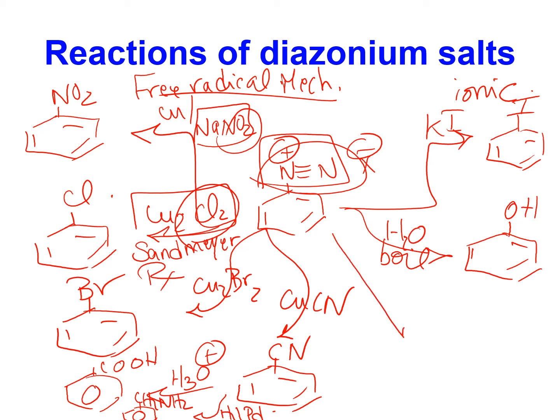Finally, you can react these compounds with hypophosphorus acid, and in this case you end up with benzene. You remove the diazonium part and you end up with benzene. Why would I try to end up with benzene? Why would I remove a functional group like diazonium and put nothing in its place? Definitely, you're not going to do this to prepare benzene. Why are you going to do this?